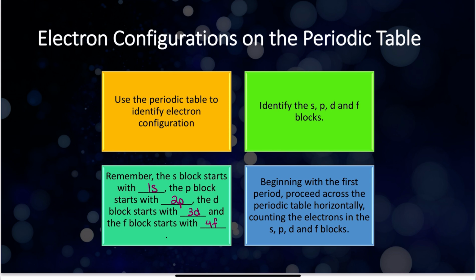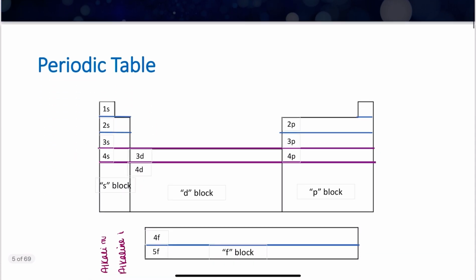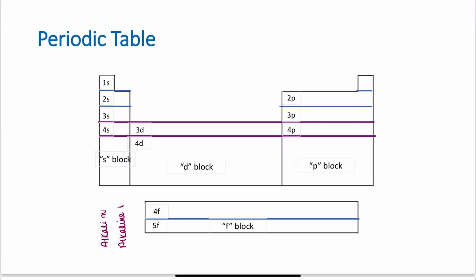Beginning with the first period, again, is your horizontal row across. You're going to proceed across the table horizontally, counting the electrons in the S, P, D, and F blocks. Again, we're going to practice this a lot, but let's go ahead and actually look at what these blocks are. On your periodic table, get one you can write on, and I want you to outline your S, P, D, and F blocks.